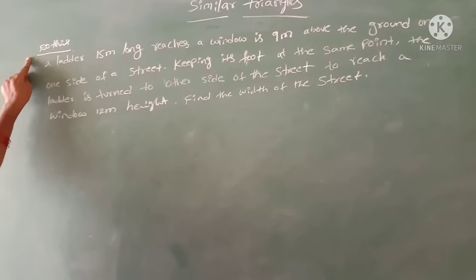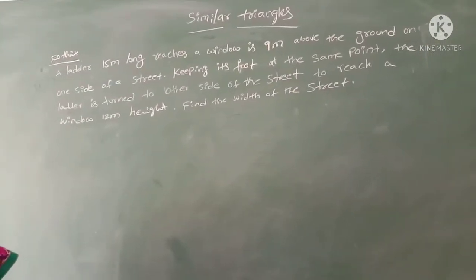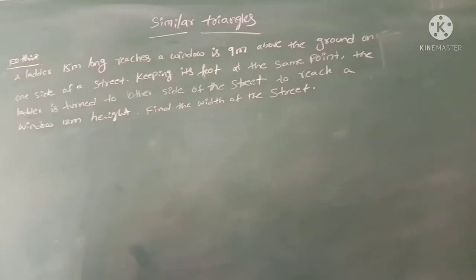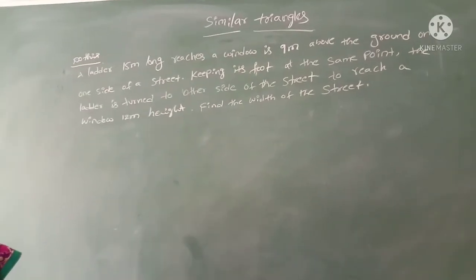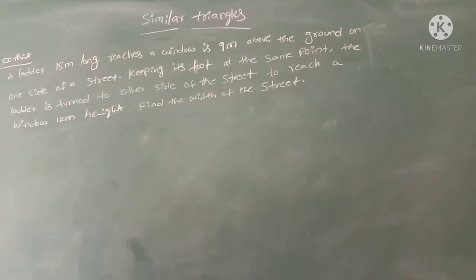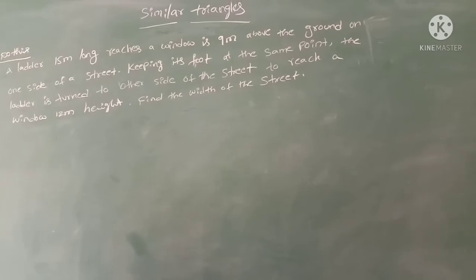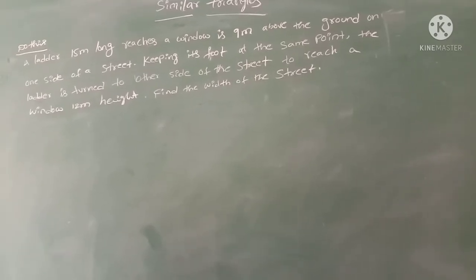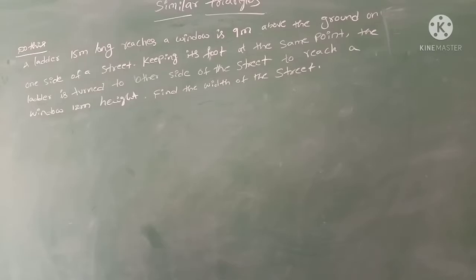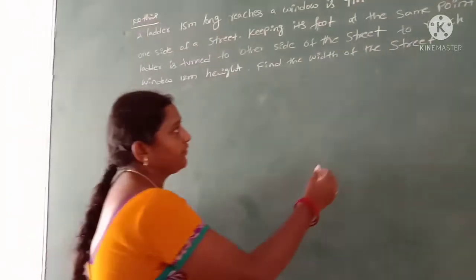Next, do this problem. A ladder 15 meters long reaches a window 9 meters above the ground at one side of a street. Keeping its foot at the same point, the ladder is turned to the other side of the street to reach a window 12 meters high. Find the width of the street. So first we draw the figure.